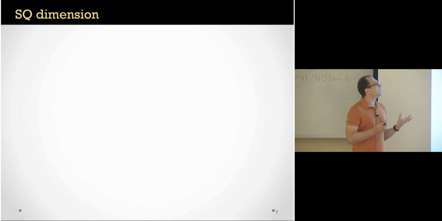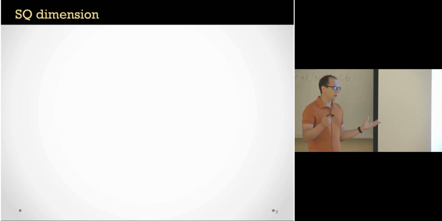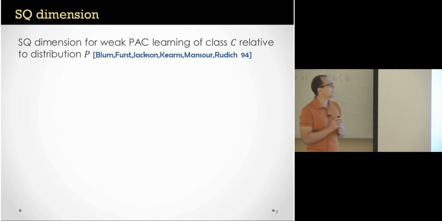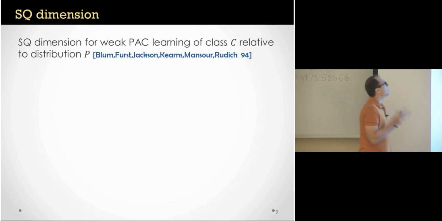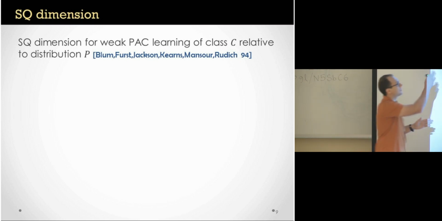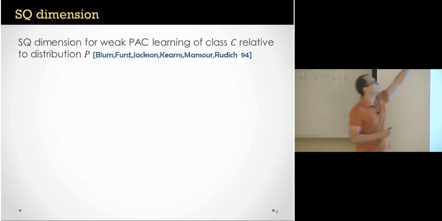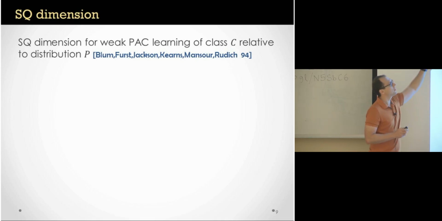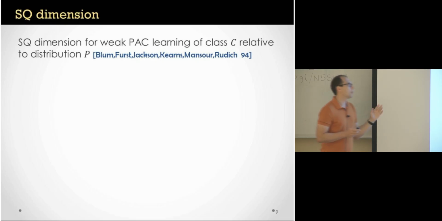So the first work which paved the way towards understanding statistical query complexity is the fundamental work of Blum and others, who showed that it is possible to understand the statistical query complexity of weak PAC learning of a concept class C with respect to a fixed distribution P over the domain of learning. And if you don't really know this model, it's not so important what it is for our purposes.